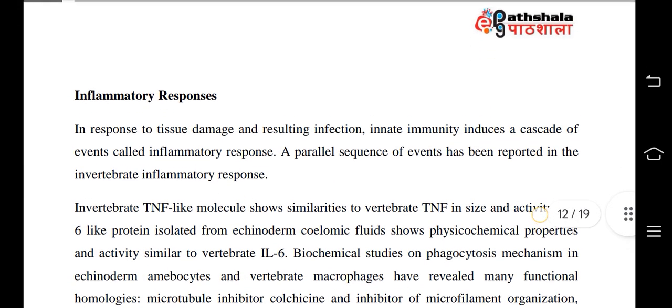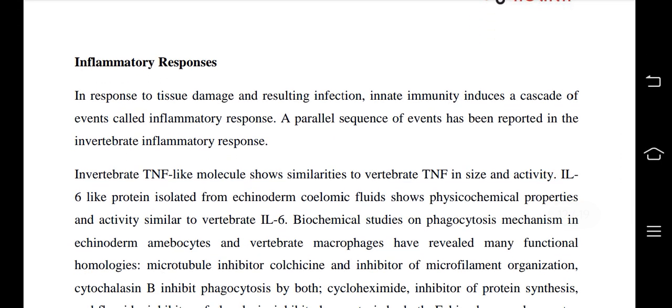So, the inflammatory response. In response to tissue damage and resulting infection, innate immunity induces a cascade of events called the inflammatory response. A parallel sequence of events has been reported in the invertebrate inflammatory response. Invertebrate TNF-like molecules show similarities to vertebrate TNF in size and activity. IL-6-like protein isolated from echinoderm coelomic fluid shows physicochemical properties and activity similar to vertebrate IL-6.